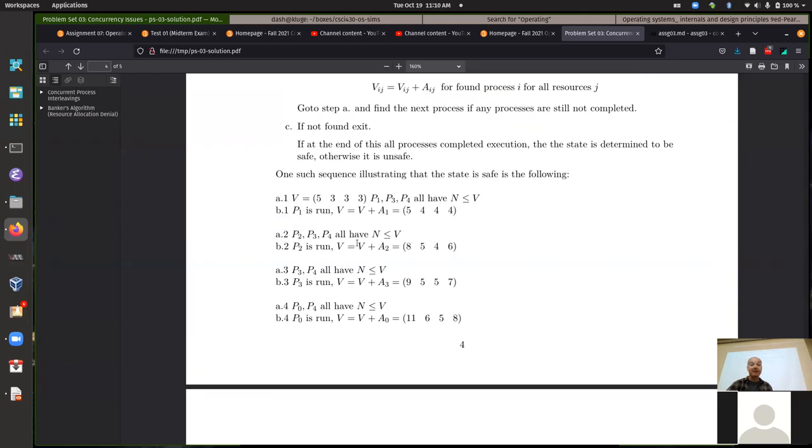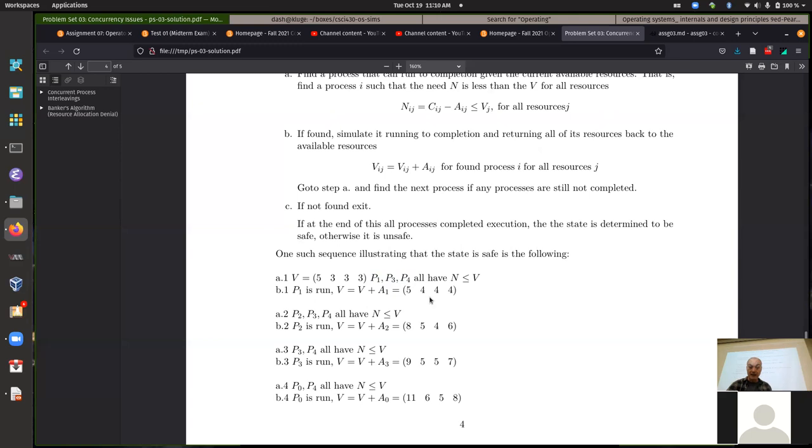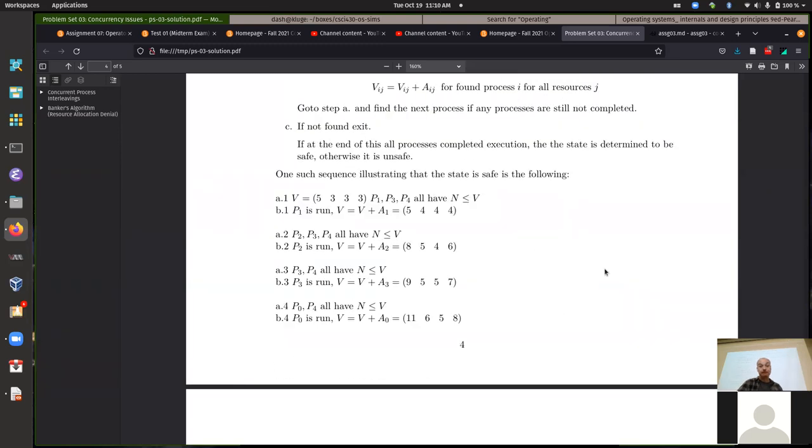The example solution I gave here isn't the only one. I selected P1 to run first in the example solution, but any one of P1, 3, or 4 could have run, assuming that I had the list of candidates correct. So you could certainly have some differences here.